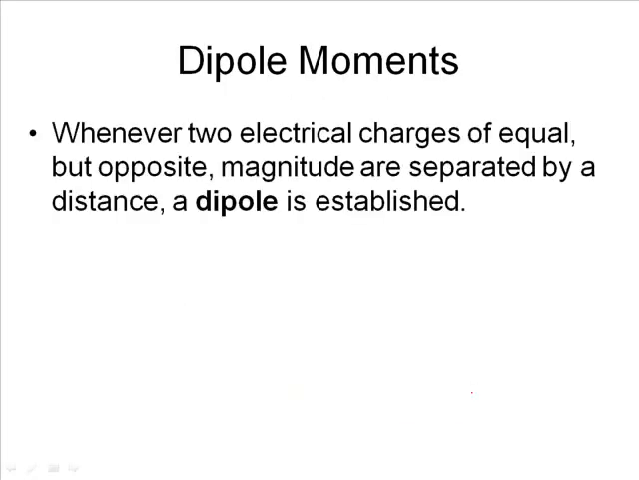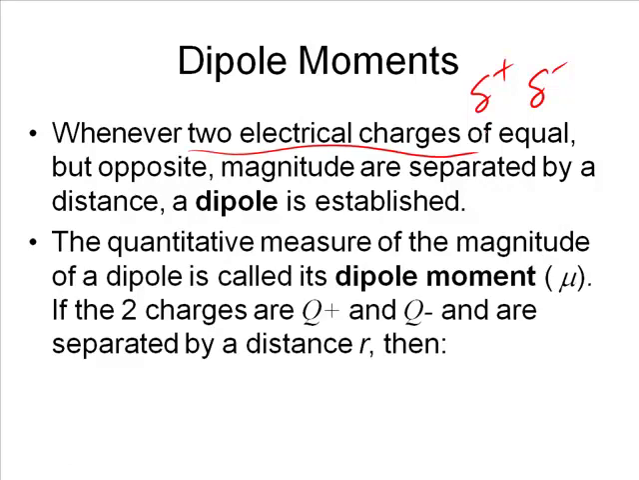Whenever two electrical charges of equal but opposite magnitude are separated by a distance, you get a dipole that's established. So again, you can have that partial negative charge and the partial positive charge. Those are two electrical charges that are opposite but equal, and you get a dipole. The measurement of a dipole is called the dipole moment. There's the letter mu, and it depends on the charges and the distance between them. I'll show you what that means here in just a second.